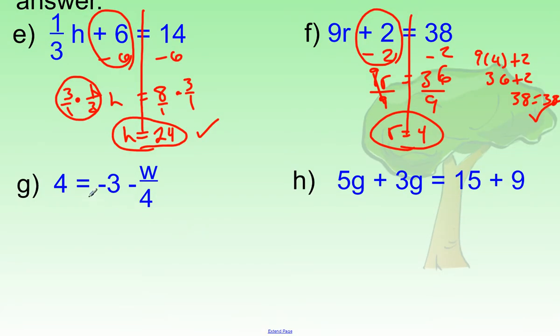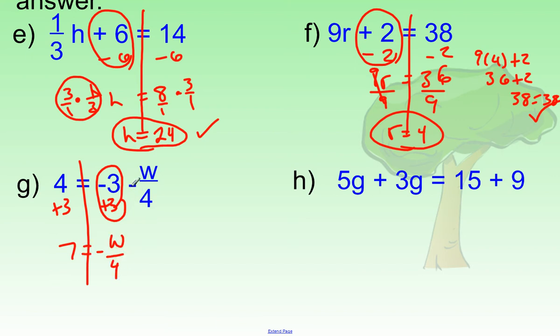Letter G. Let's see, nothing to simplify, nothing to simplify. So getting rid of this divide by negative 4 is last. So getting rid of this negative 3 up front here is first. So we're going to add 3 to both sides. 7 equals.